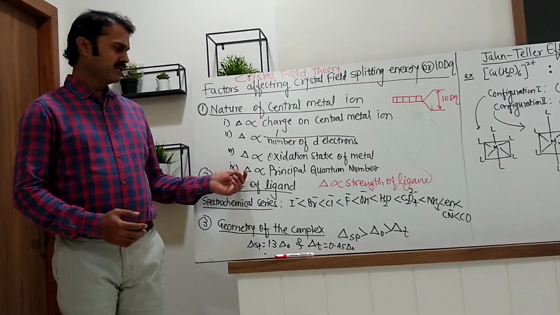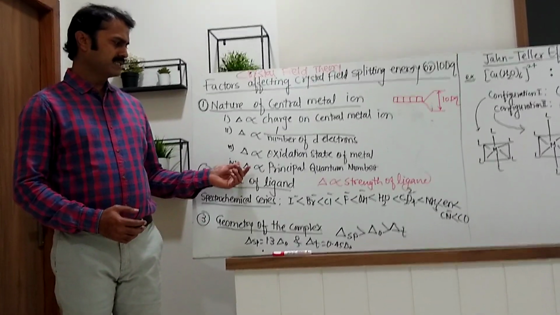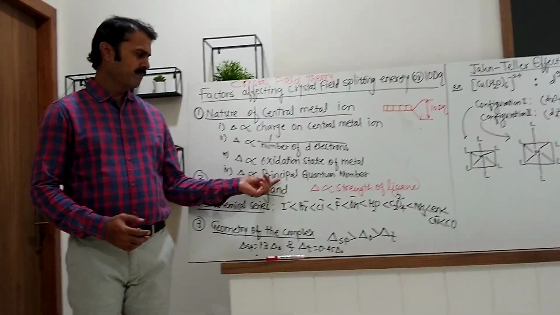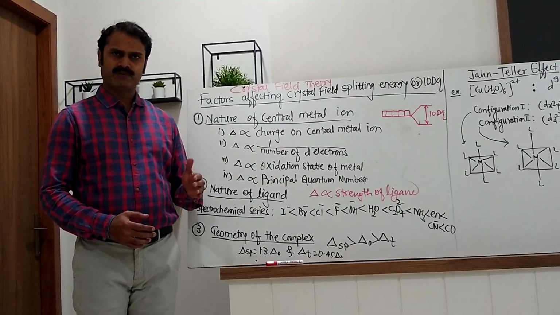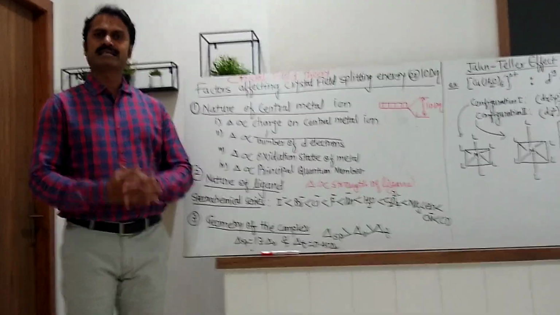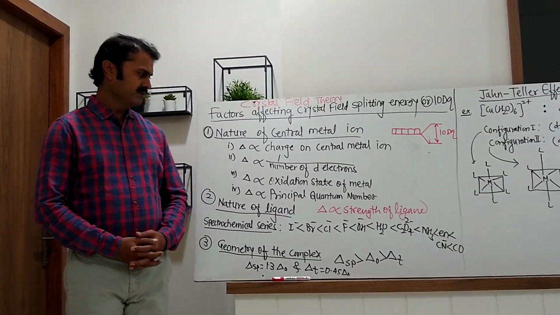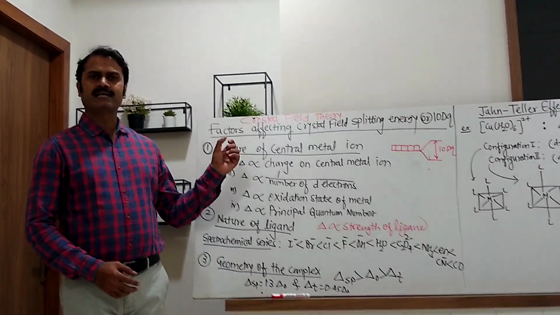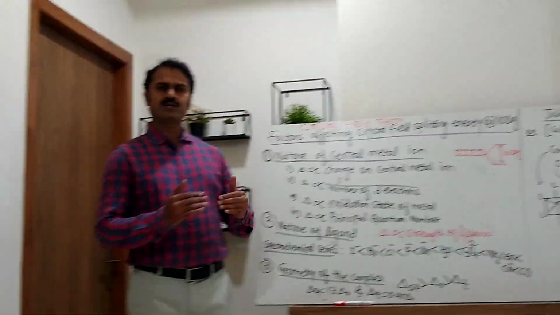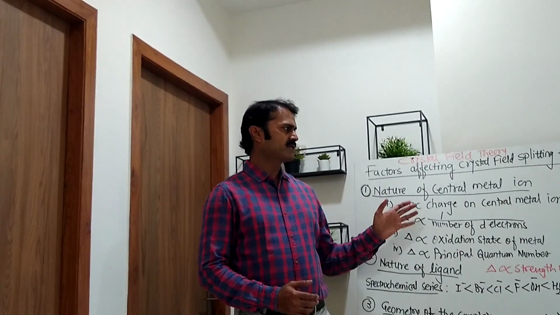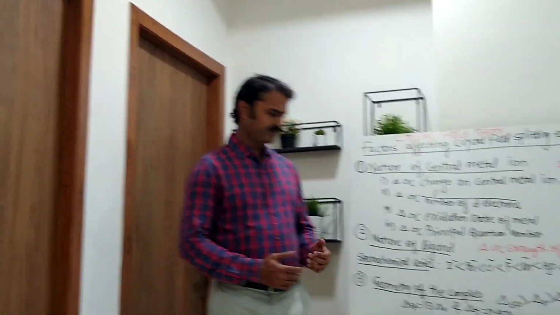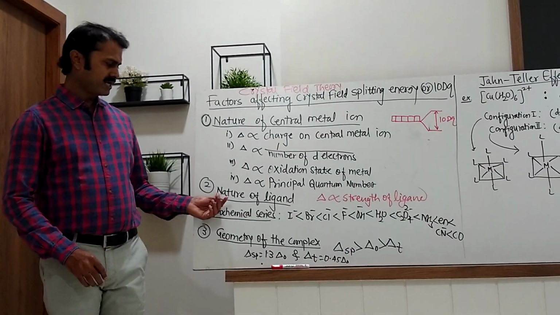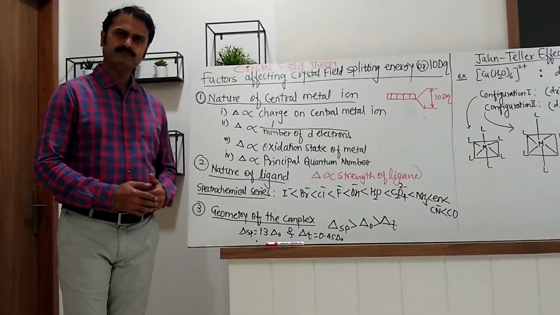Fourth point is crystal field splitting energy is directly proportional to principal quantum number. It means it increases with increase in principal quantum number. So these are the points of central metal ion. So nature of central metal ion affects crystal field splitting energy. Let us see the second factor, nature of ligand.